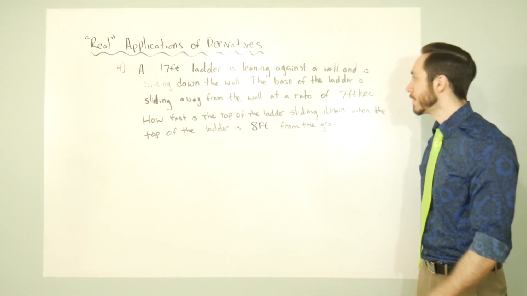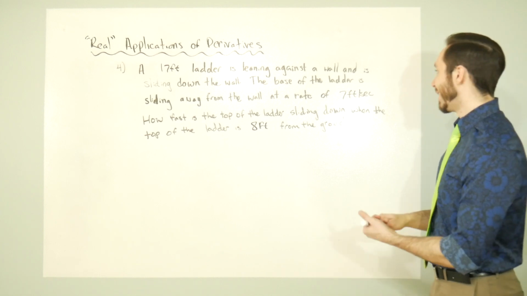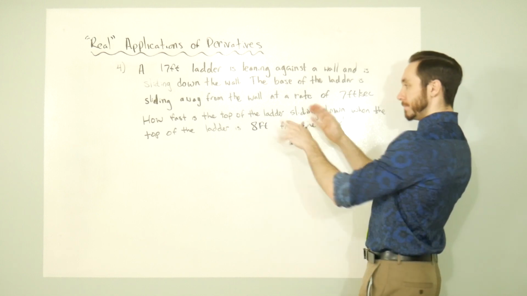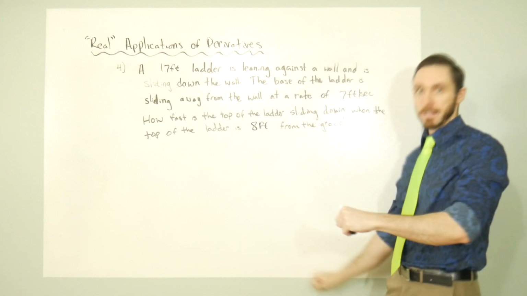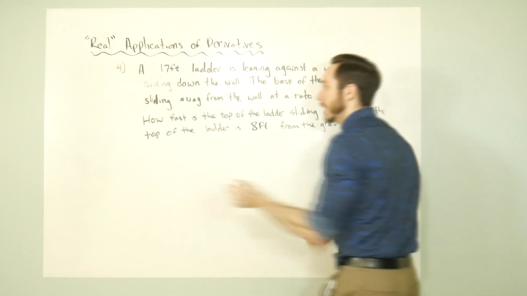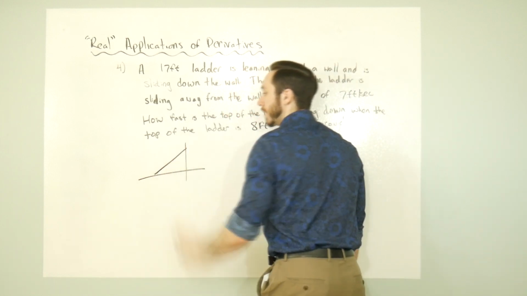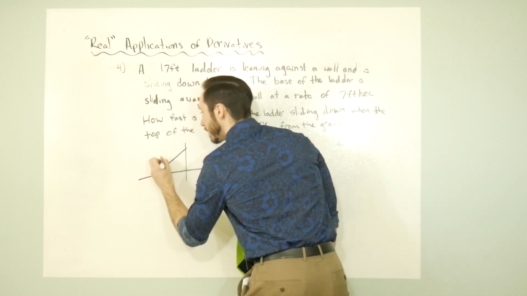So what we want to do is find the rate of the top of the ladder as it slides down the wall. Hey, how about this? How about we draw it? That's a great way to start these related rate problems. Draw it and see how that might help. This is my 17-foot tall ladder.